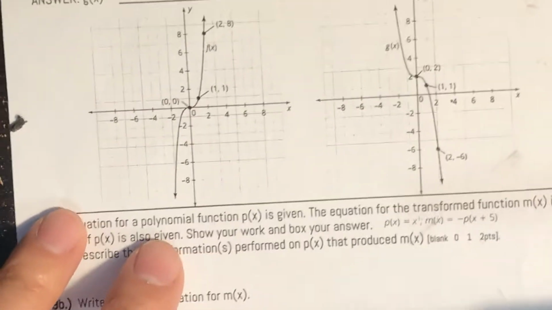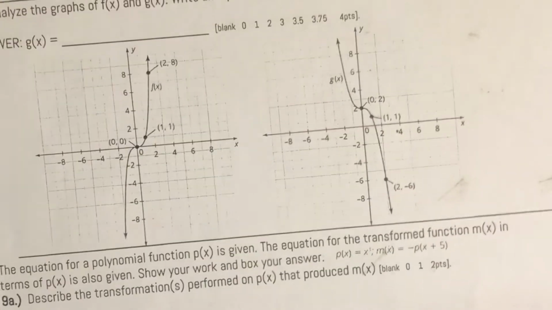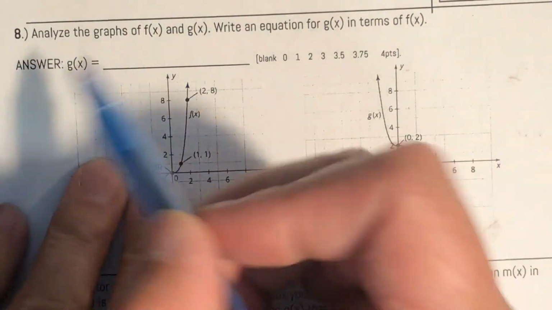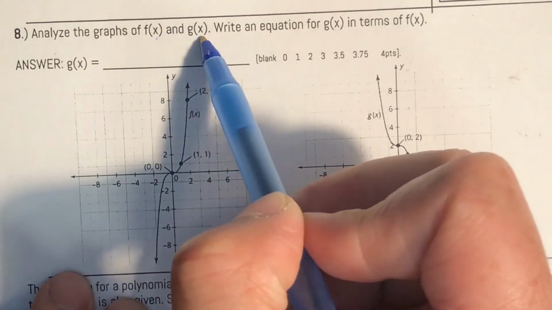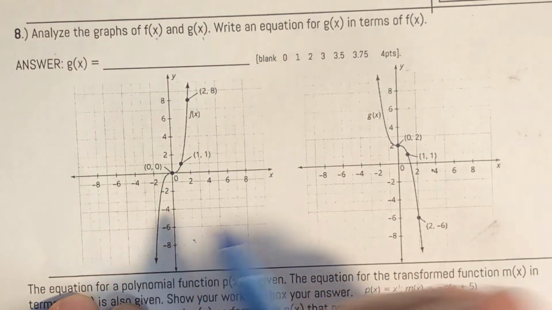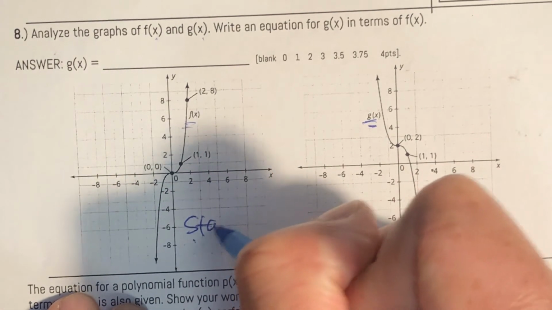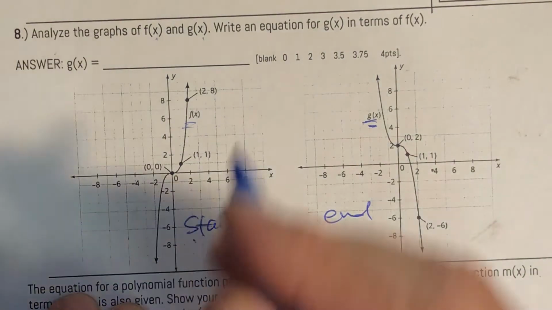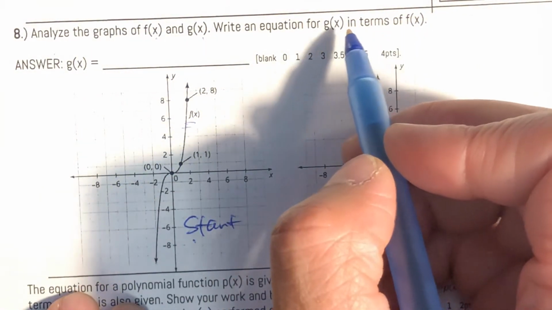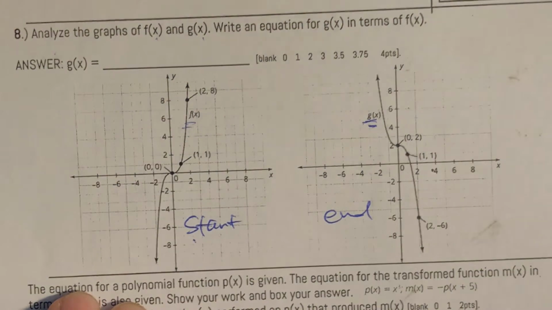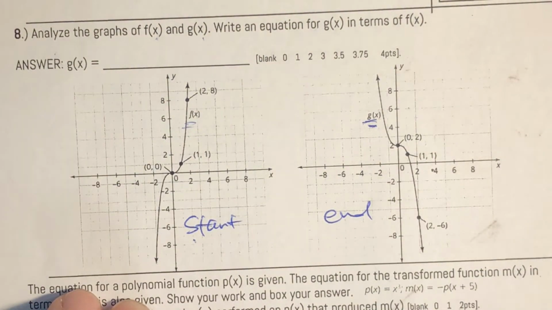All right, question number 8. Here we are. Analyze the graphs of f(x) and g(x). So this is f(x), and there's g(x), and there's f(x). So we're starting here, ending here. Write an equation for g(x) in terms of f(x). So then we just have to notice some things that are happening. What is happening here? And then we could just make some observations.